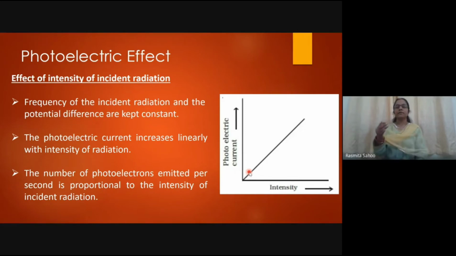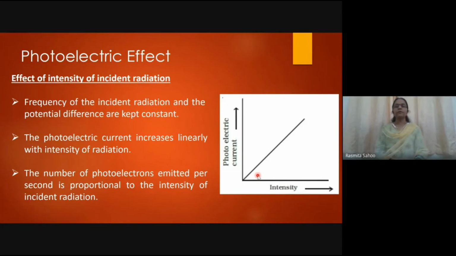As I have already told you, the current is nothing but the number of electrons flowing through the circuit. So if the current is increasing, it means the number of emitted photoelectrons is increasing. So the number of photoelectrons emitted by the photosensitive material increases with increasing intensity.